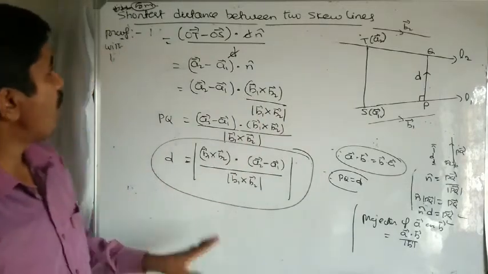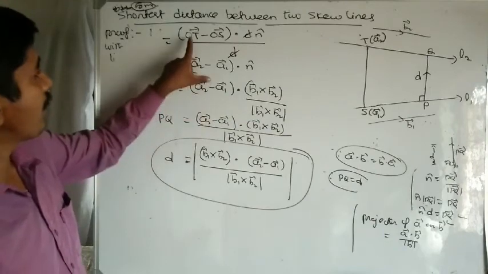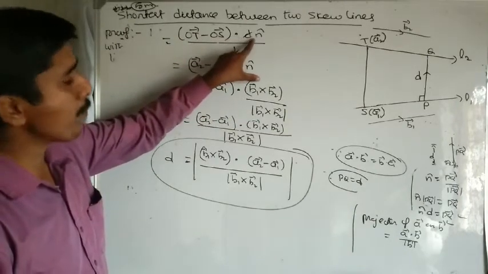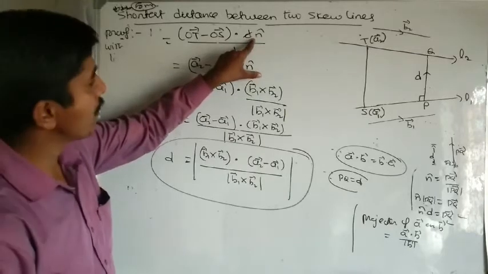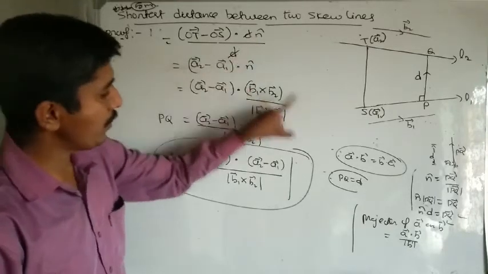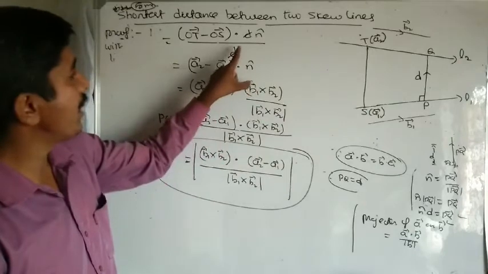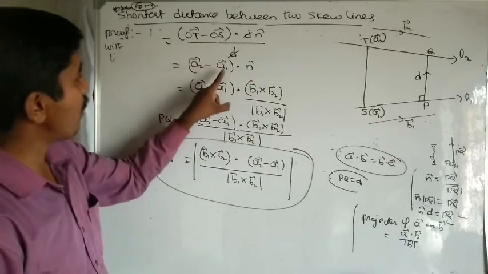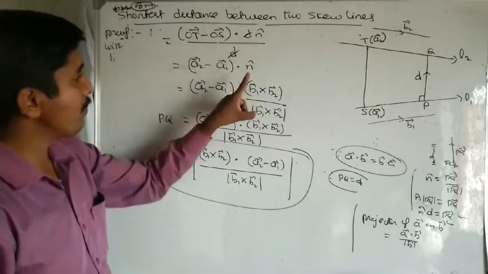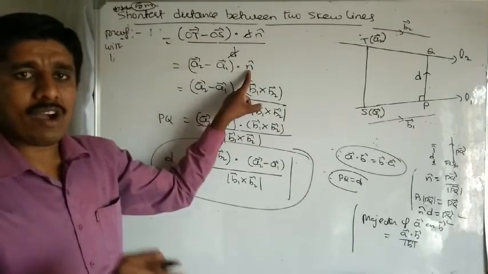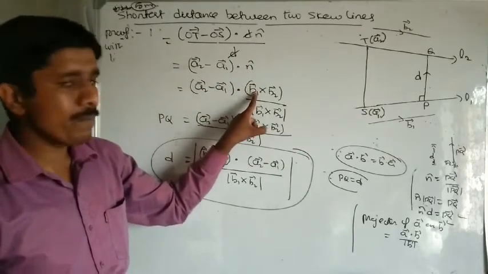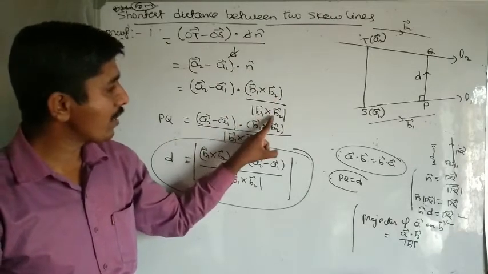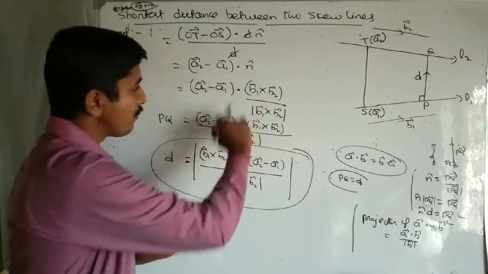Mind it. Here, in the formula, vector ST you write as vector OT minus vector OS dot vector PQ, and substitute its value d n cap, where d is the magnitude of vector PQ. So dd cancels. Vector OT value is vector A2, vector OS value is vector A1, dot n cap. Substitute the n cap formula: vector B1 cross vector B2 divided by magnitude of vector B1 cross vector B2.